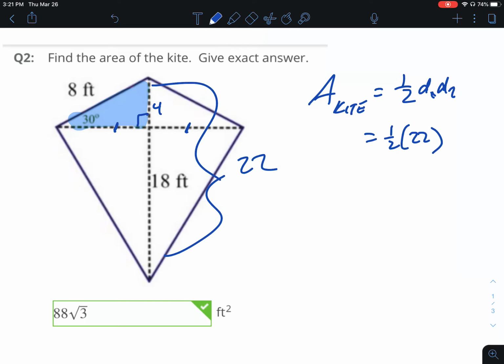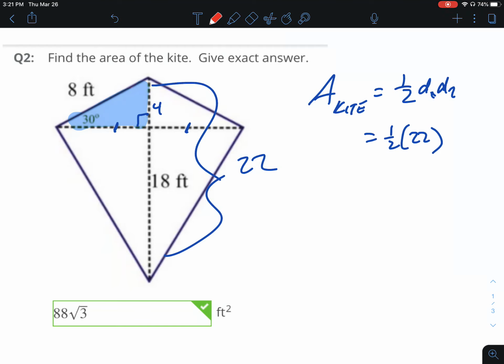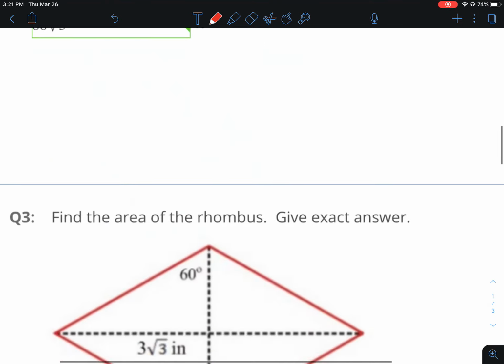If we then take the fact that if the short leg is 4, the long leg is the short leg times the square root of 3, it's going to give us 8 square roots of 3 for this other diagonal. Half of 22 is 11. 11 times 8 is 88, times the square root of 3 is 88 square roots of 3. And the units are square feet.